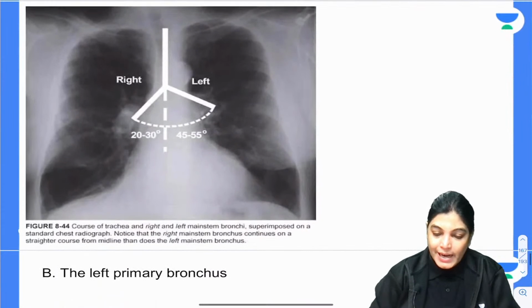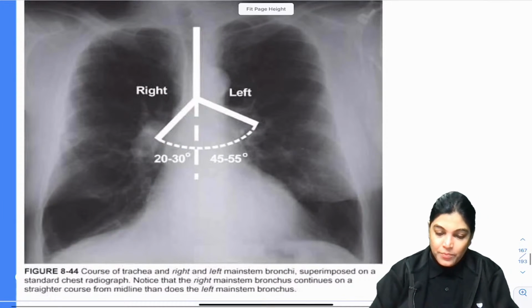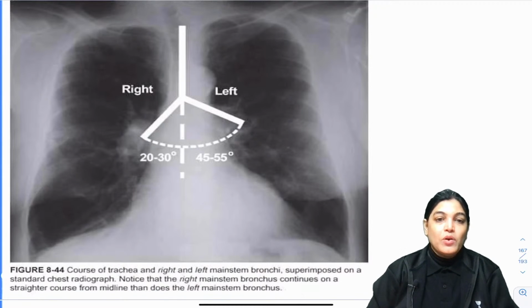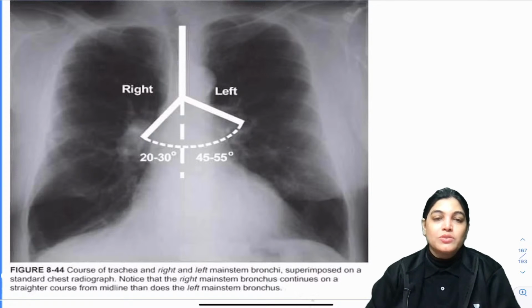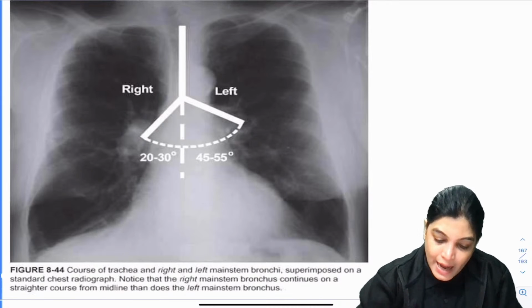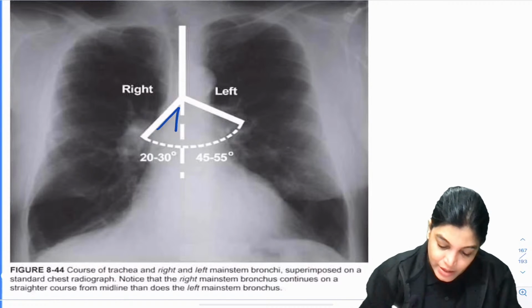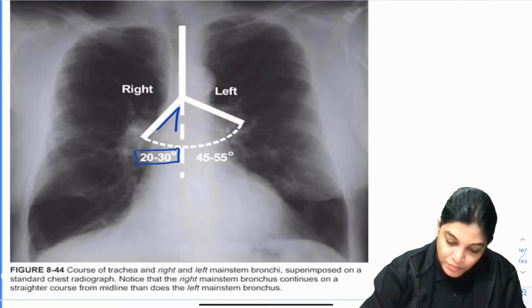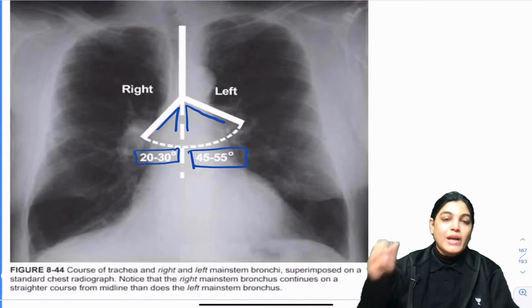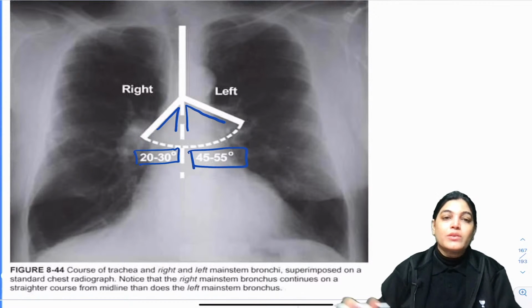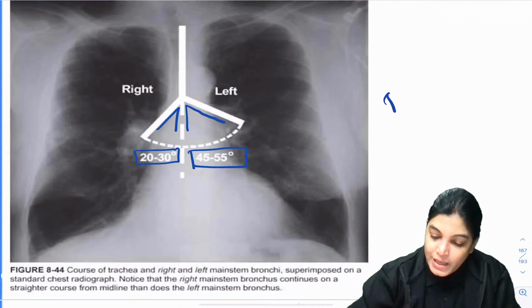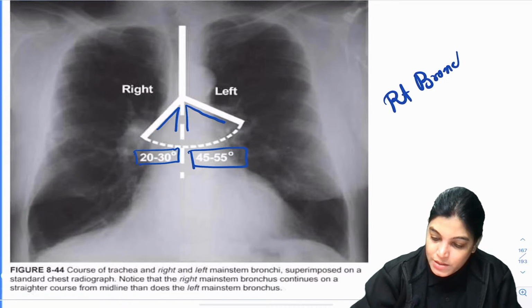If you are not satisfied till now, see this diagram. This is the chest x-ray view, and the angulation of the right and left principal bronchus has been shown. On the right hand side the angulation is approximately 20 to 30 degrees, but on the left hand side it is more, approximately 45 to 50 degrees. The right one is shorter, wider and less angulated, so the chance of a foreign structure being lodged will be more in the right principal bronchus.